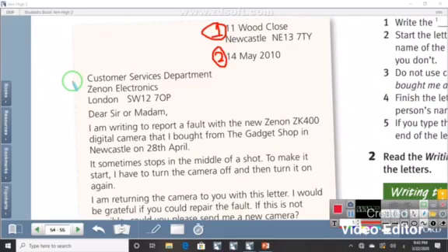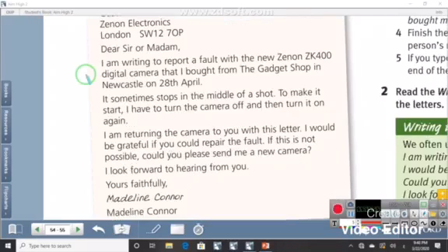Customer Service Department, Xenon Electronics, London, SW12 7OP. So this is what? The third step. You are good. Yes, this is the name and address of a person you are writing to. Thank you very much. Here, number 4, Dear Sir or Madam, or Dear and the first name of a person that you want to send the letter to. So this is number 1, first part, the second part, the third part, fourth part. You are great.